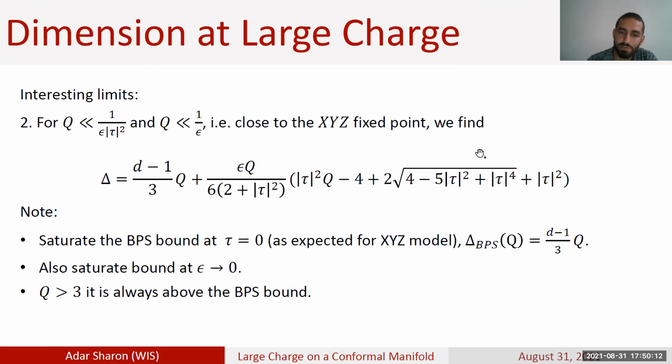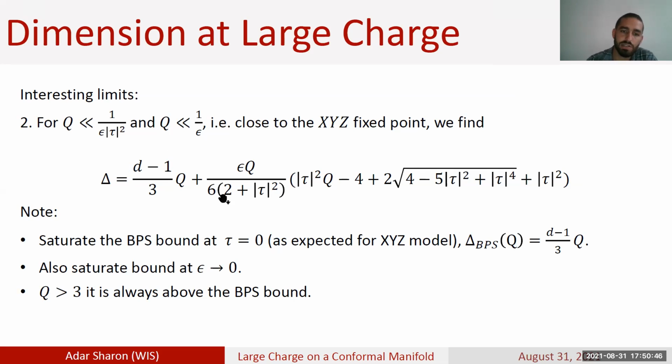And indeed, it's not immediate, but if you plug in tau equals 0 in this expression, you find that the second term vanishes and you're left with just this first term, which is just the BPS bound. So at tau equals 0 in the XYZ model, we reproduce the BPS bound and delta is linear in Q. In this limit, you can also take epsilon to 0. In this case, it's trivial that this term vanishes and you end up with the BPS bound, which again makes sense because as epsilon goes to 0, we're back at 4 dimensions, but the interaction is irrelevant and we flow back to the free theory. So again, we expect to be at the free scalar fixed point.